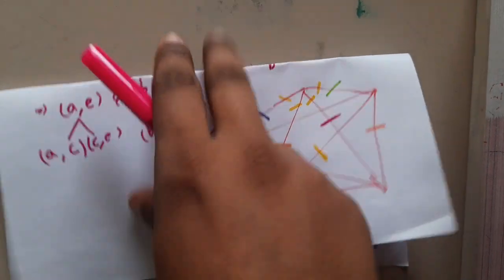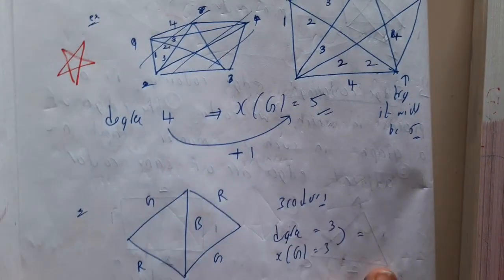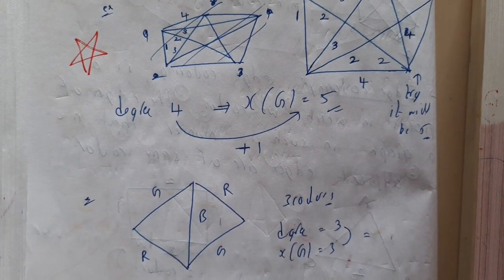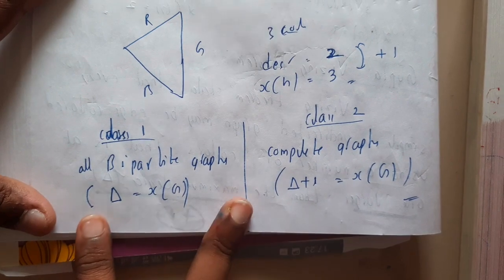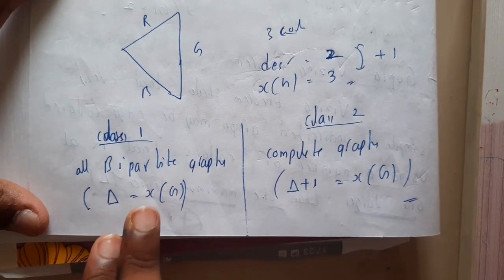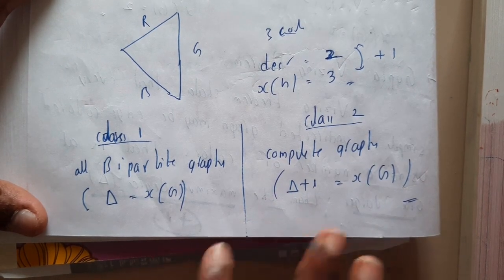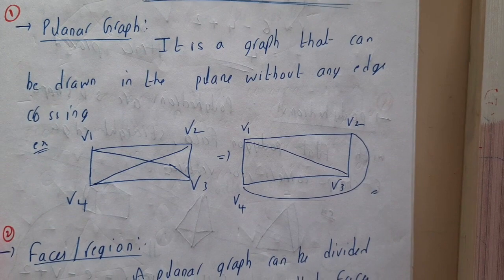In the same way, if you try for some other graphs also, you're going to get the same result, that you need to add plus 1 in most situations. So finally you can conclude that class 1 is for all bipartite graphs, delta equals chi of G, and for complete graphs, delta plus 1 equals chi of G, right? I hope everyone got a clear idea about this.